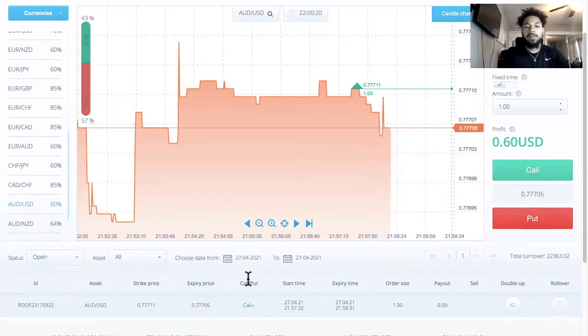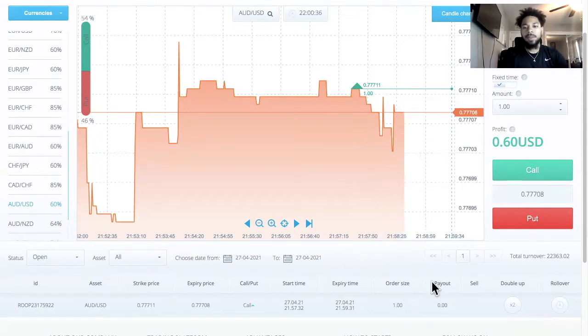Then I have the option that I chose, whether it was a call or a put. I have my start time, which is when I enter the trade. Then I have my expiry time, which is when my trade will expire. I also have my order size, which is how much I'm risking on that trade. Then I have my payout. Right now my payout says 0 because I am not in profit.